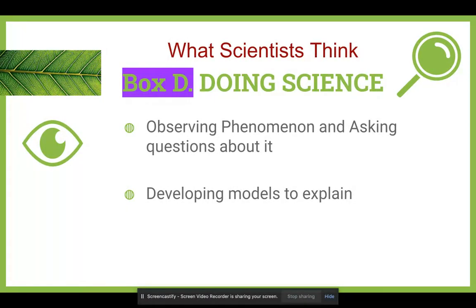So remember, if I'm going too fast, you can always press pause to make sure you're getting these notes down. So doing science is observing a phenomenon and asking questions about it, okay? And it's also going to lead to developing models to explain. So you have 2 bullet points that you need to get down in box D on the right-hand box.